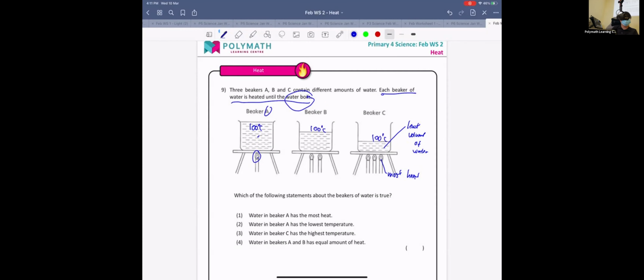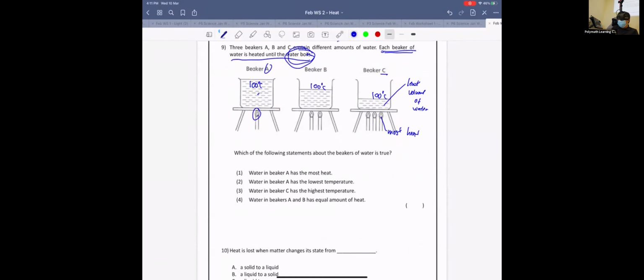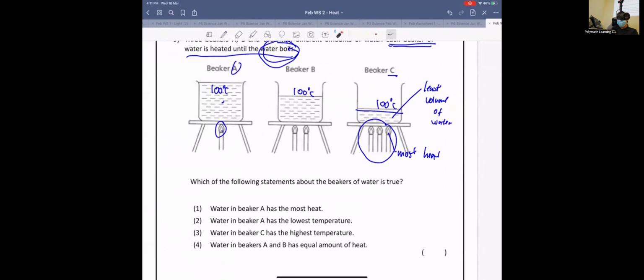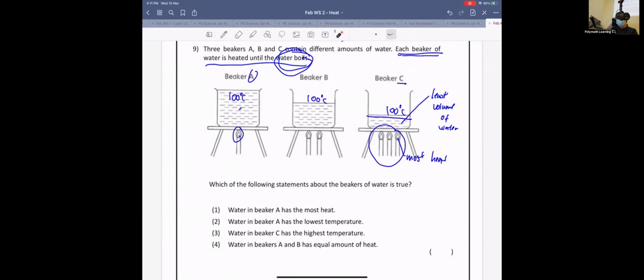So which one is actually the one with the most heat? C. No, it's A. C is the easiest to heat until boil. But the question says each beaker of water is heated until the water boils. Okay, understand what I say? So it's a very tricky question. Even though C has the most heat and the least water, it is supposed to boil first. The second to boil is beaker B, the third to boil is beaker A.